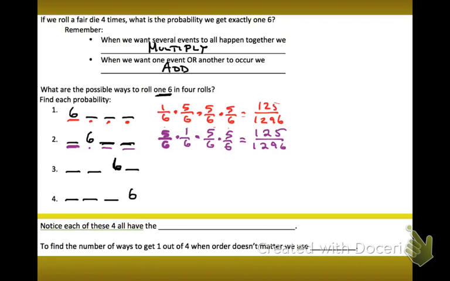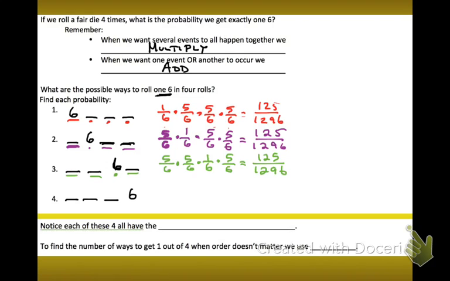For the third one, the probability of the blanks, as we've already figured out, is 5 options out of 6, 5 options out of 6, 5 options out of 6. And for that one where we're actually looking to get our 6, it's going to be 1 out of 6. So hopefully you notice that when you multiply these one more time, you get 125 out of 1,296.